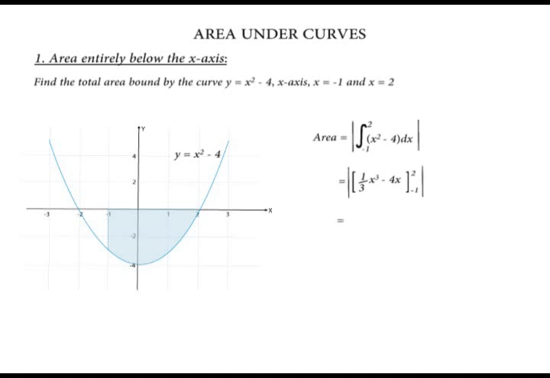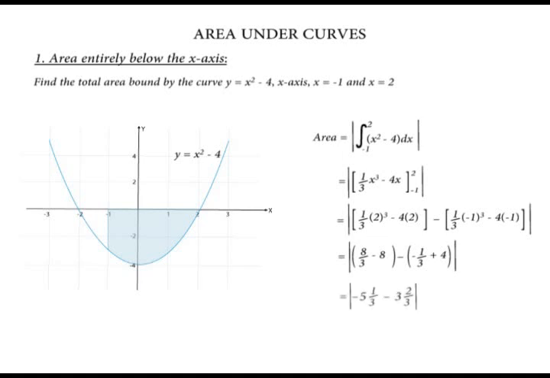That gives us, to get the definite integral, we substitute in the limits and then subtract the upper substitution minus the lower substitution. So we have a third times 2 cubed minus 4 times 2 in one bracket minus a third times minus 1 cubed minus 4 times minus 1. That gives us 8 over 3 minus 8 minus a third plus 4. That gives us minus 5 and a third minus 3 and 2/3. That will give us a total of minus 9. We take the absolute value and we get 9 square units.